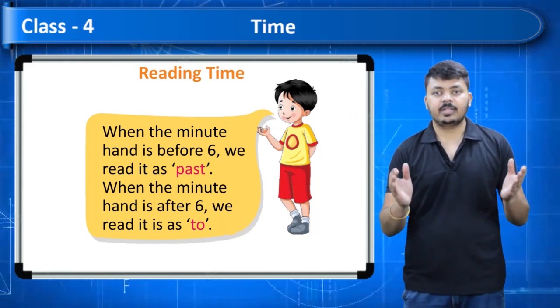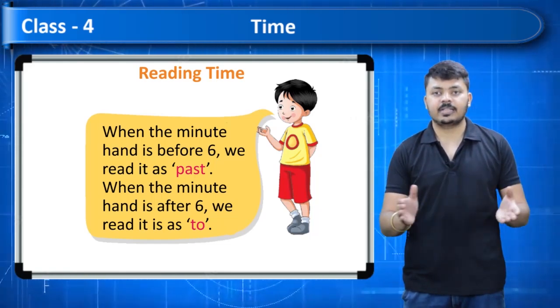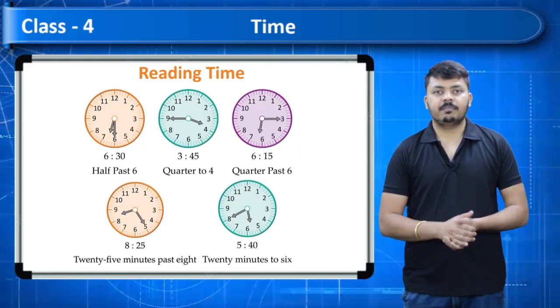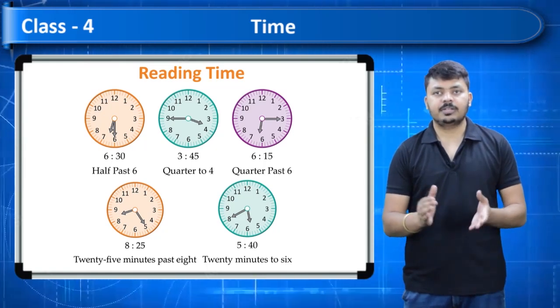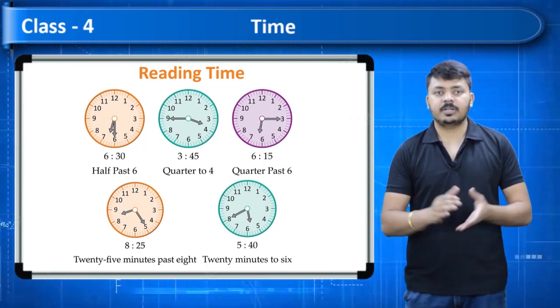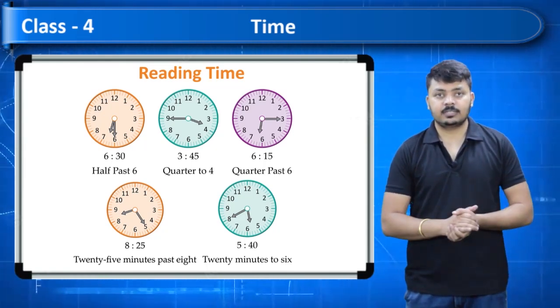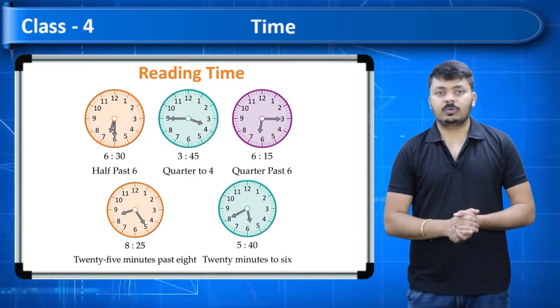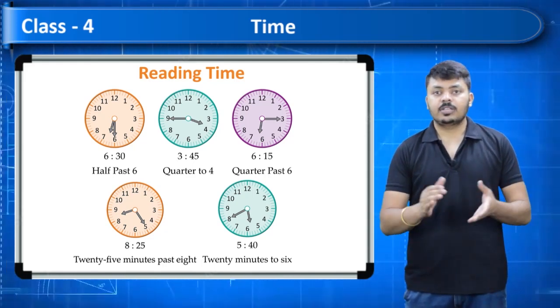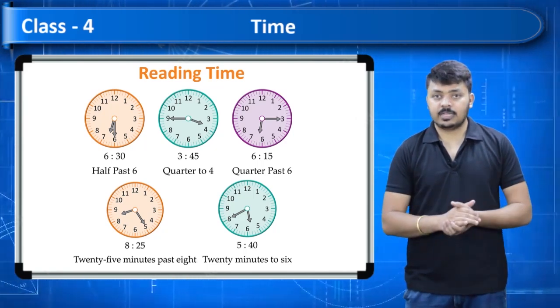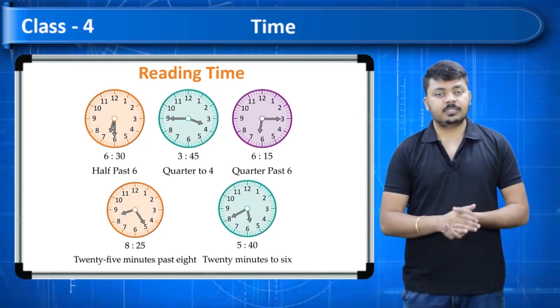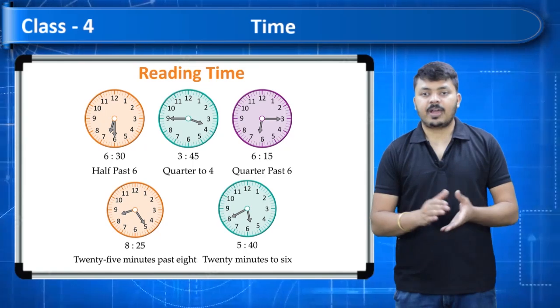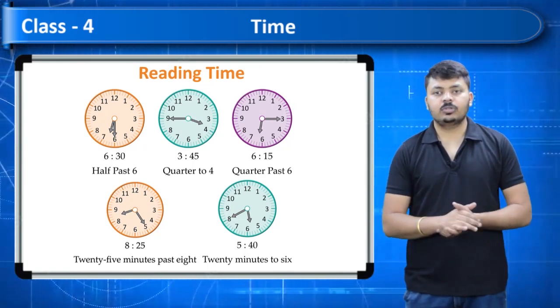When the minute hand is after 6, we read it as to. 25 minutes past 8, 20 minutes to 6. 6 hours 30 minutes is called 6:30. We say 3 hours 45 minutes as 4:45. 6 hours 50 minutes, 6:15, 25 minutes past 8, and 5 hours 40 minutes, 20 minutes to 6.